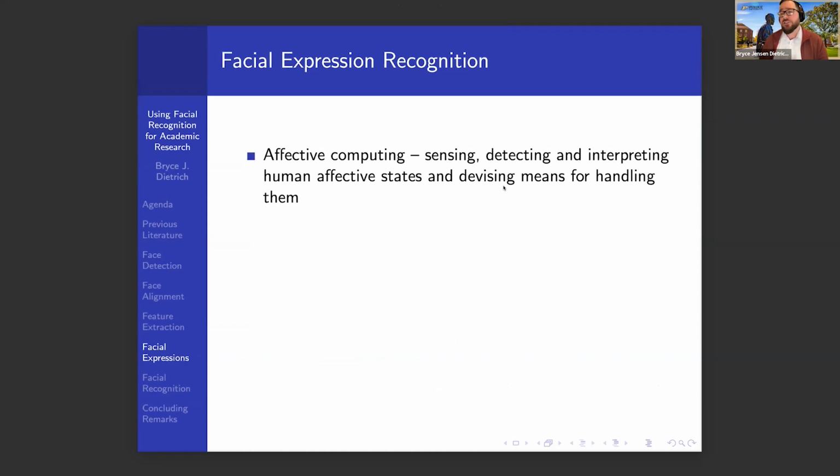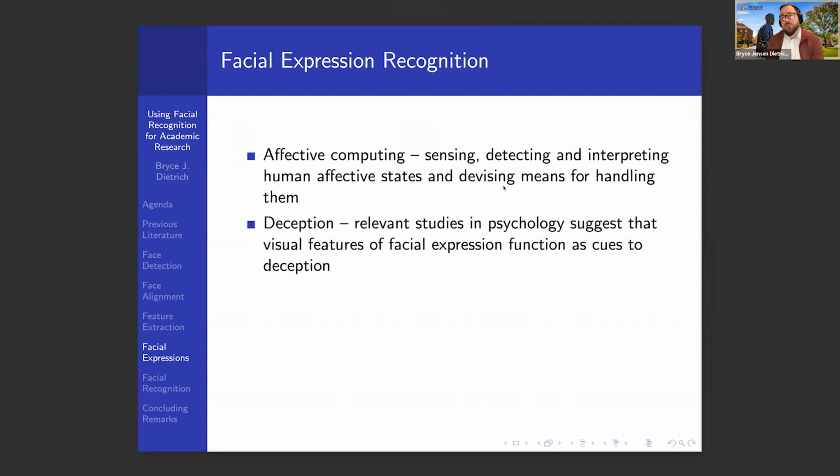So one application of facial expression technology is what is called affective computing. You don't see this as much in the last couple of years, but it used to be a hot topic 5 to 10 years ago. This was all about human computer interfaces. The extent to which we have affective computing in our everyday lives would be something like a personal assistant, an Amazon Alexa, for example, which could maybe understand the tenor of your voice and have a different reaction depending on how you're interacting with it. So that's what affective computing is about: sensing, detecting, and interpreting human affective states, human emotions, and defining means for handling them in some sort of automated fashion.